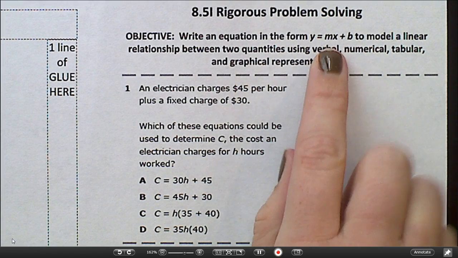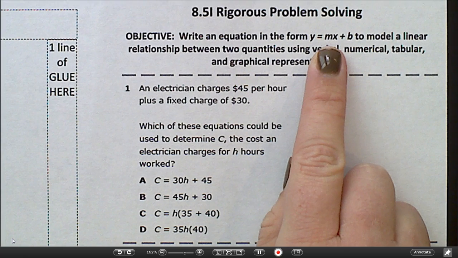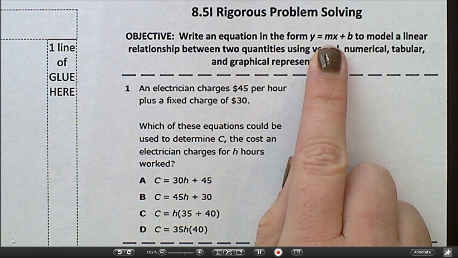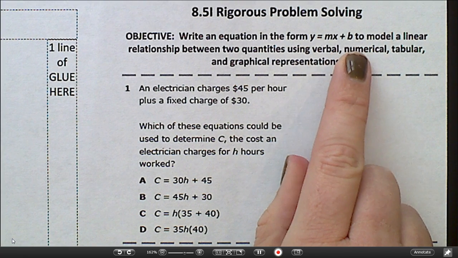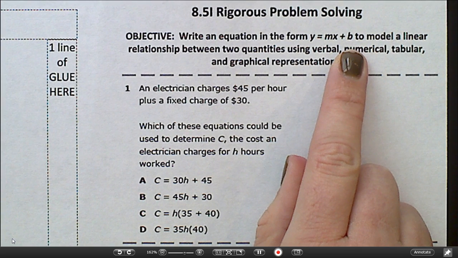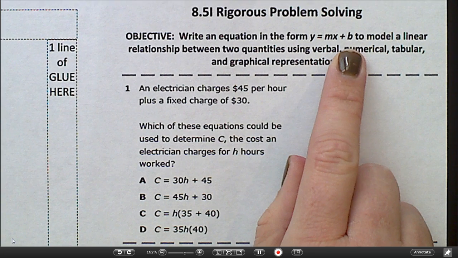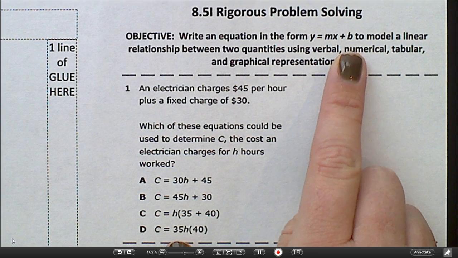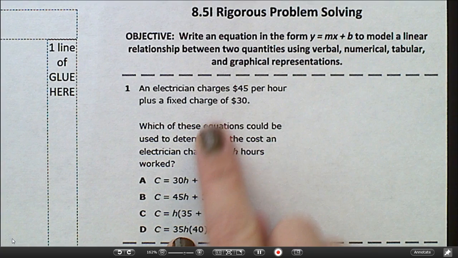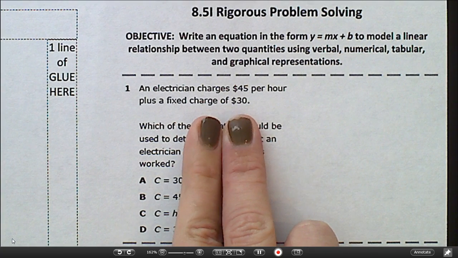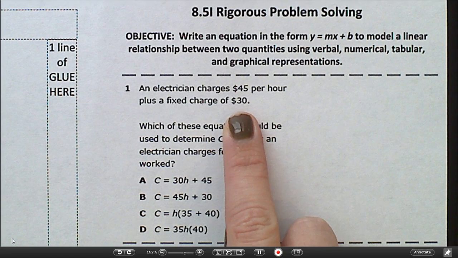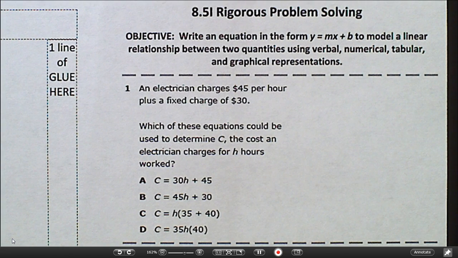Remember that m is the slope, or our constant rate of change, and b is like our starting value. What does y equal when x is 0? So at 0 hours on number one, what would the cost be? Well, it would be $30 because that's the fixed charge. So let's look at number one really quickly together.